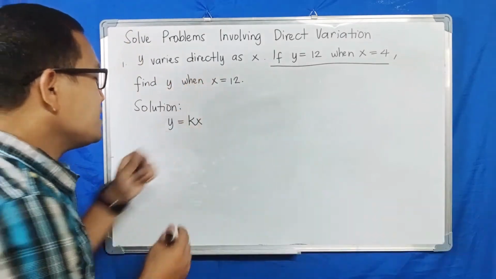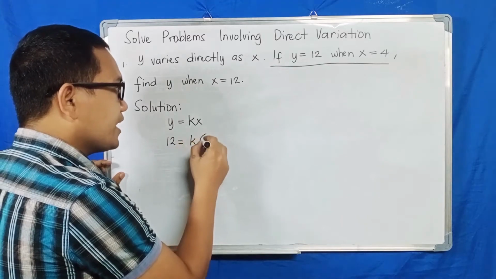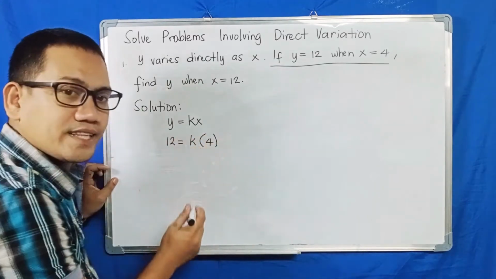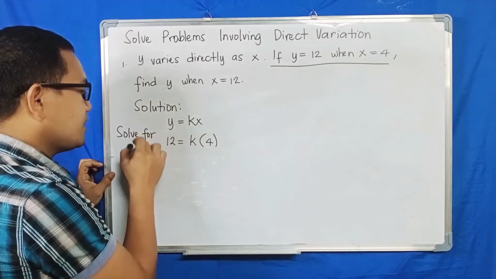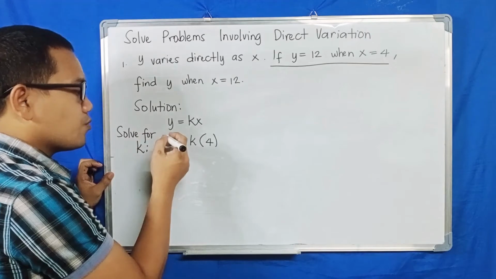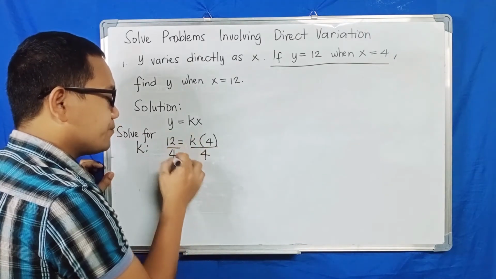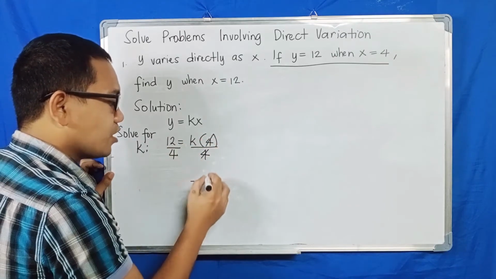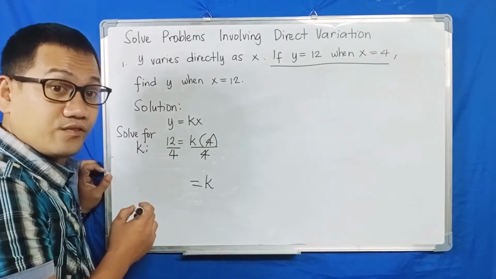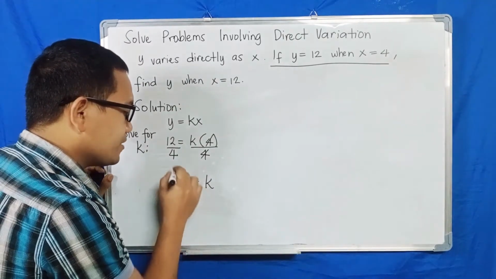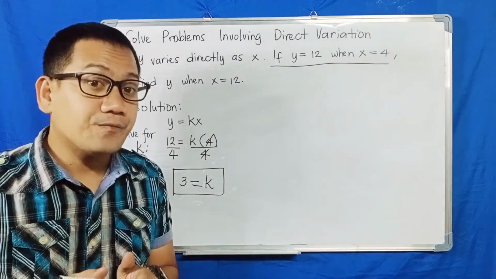So if our y is equal to 12, k is unknown, x is 4. Our task here is to solve for k. So we will have to divide both sides of the equation by 4. So here, constant of variation is the quotient of 12 and 4, and that is 3. So the constant of variation is 3.